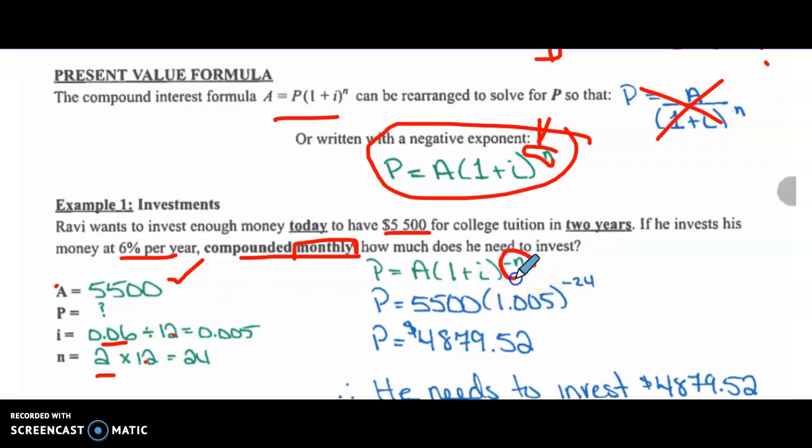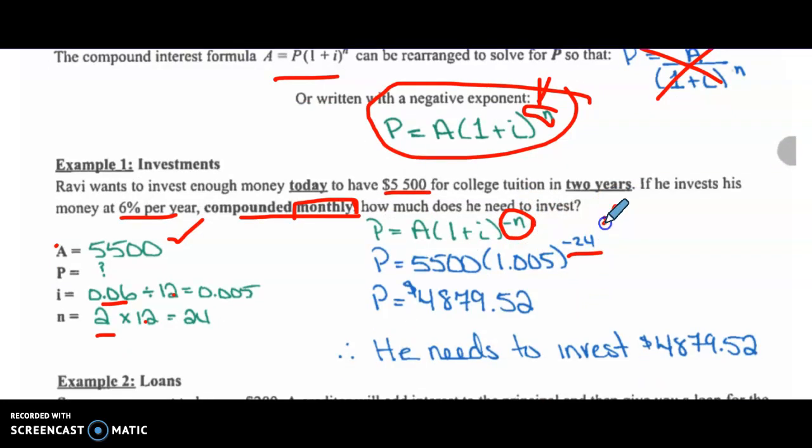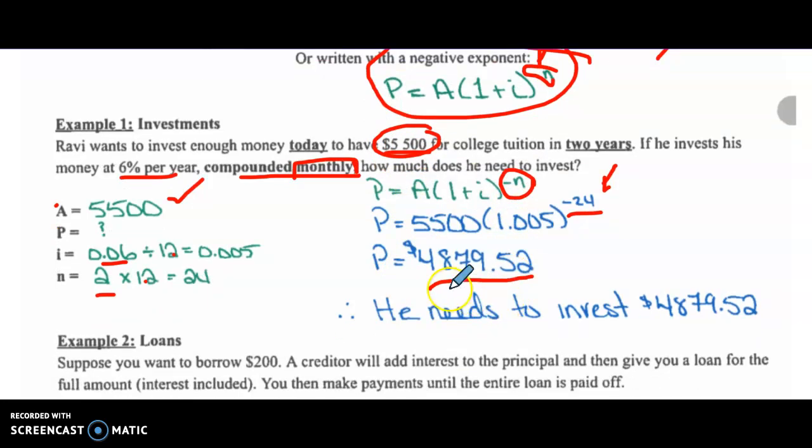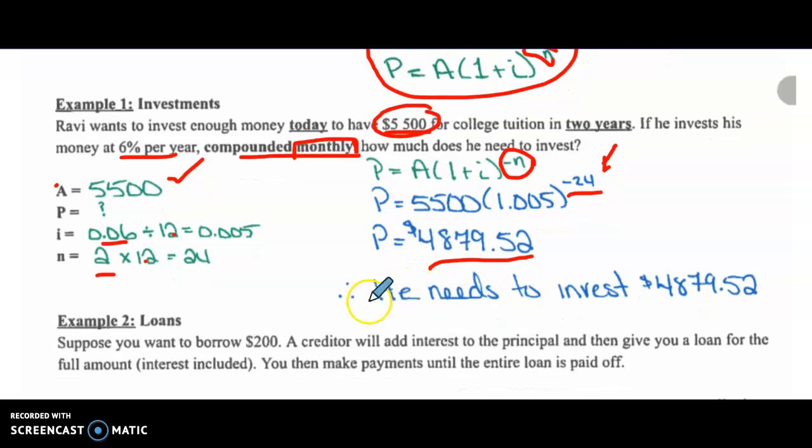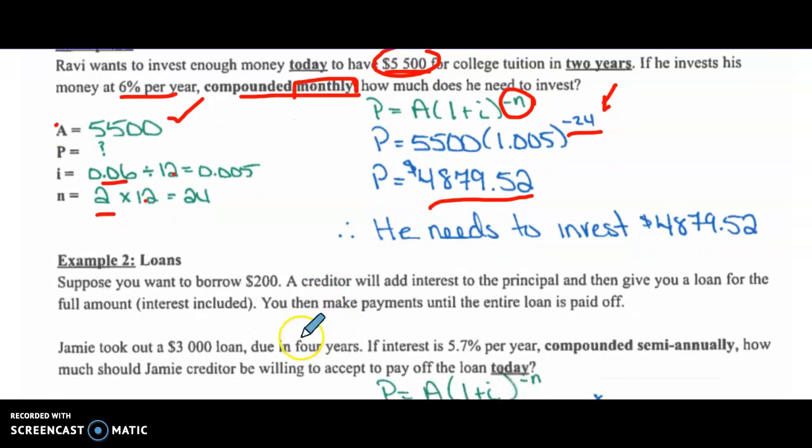Same thing as before, except you're now multiplying by a negative exponent. So you put this in, hit this, and then hit this, negative 24. It's 4,879, which is less than 5,500, which makes sense. If you want $5,500 for college in 2 years, you wouldn't put away more than $5,500 today. You'd put less, right? Otherwise it would make no sense. Your bank would be ripping you off. So that's how that works.